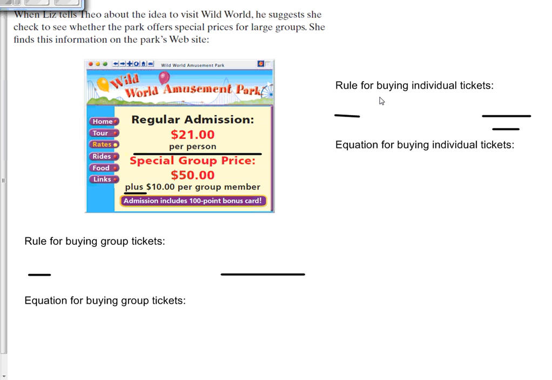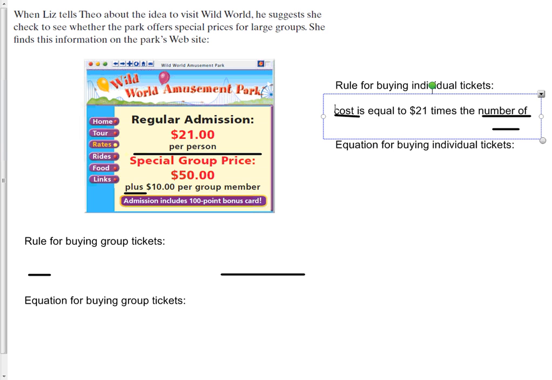So if I want to figure out a rule for buying individual tickets, I know that the cost is going to be equal to the $21 times the number of people. Put that down, please, in your notes. Cost is equal to the 21 times the number of people.